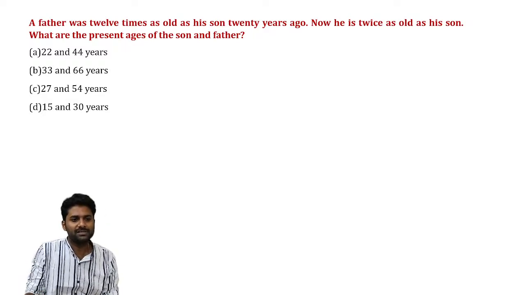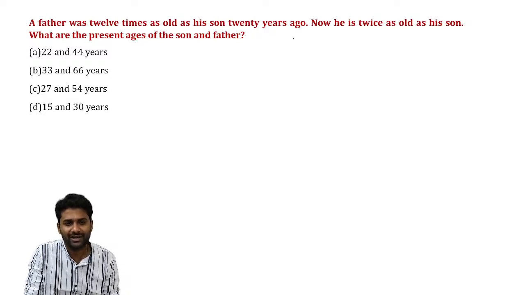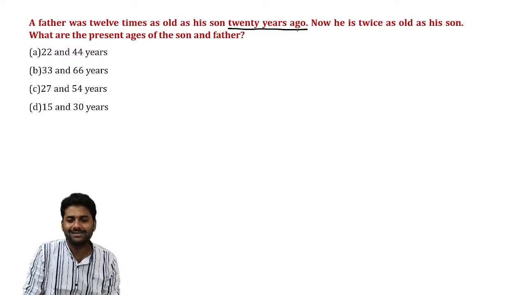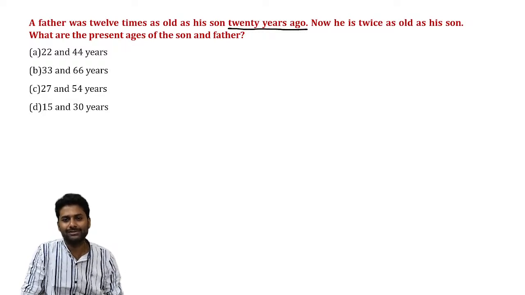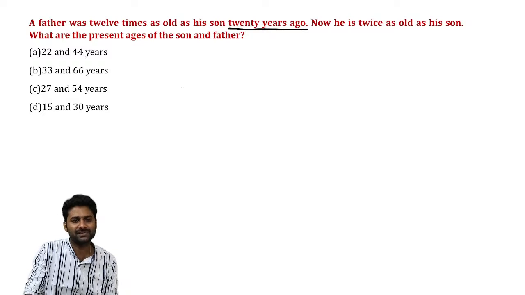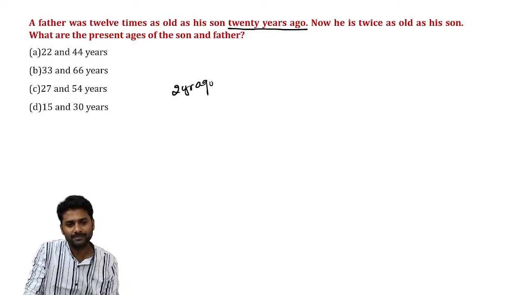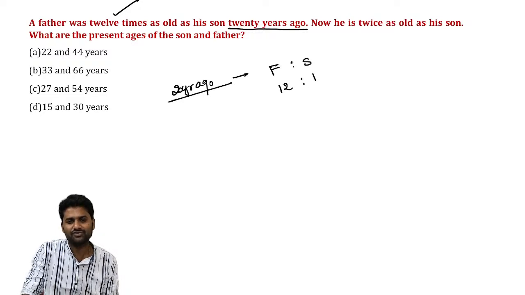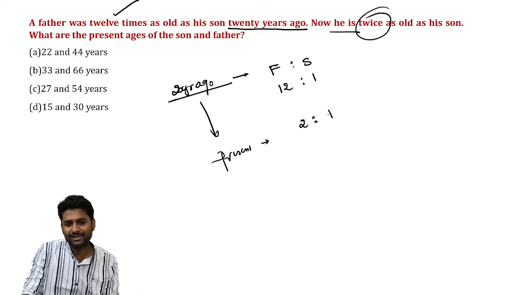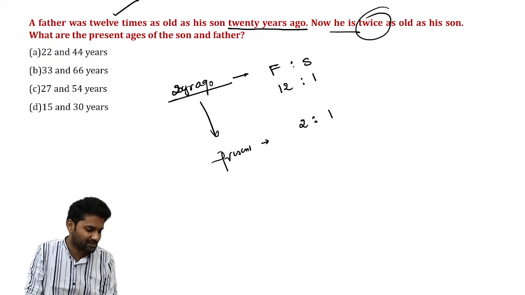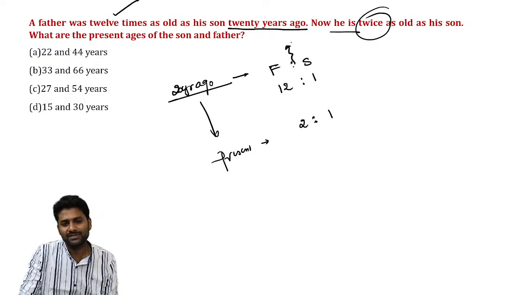Now, a father was 12 times as old as his son 20 years ago. They are talking about 20 years ago. Now he is twice as old as his son. What is the present age of son and father? 20 years ago, father and son ratio is 12 is to 1. Now the present is father is twice as old as his son. As I told you guys, the difference of their ages must be the same. What is the difference here? In this condition, the difference is 11. In this condition, the difference is 1.